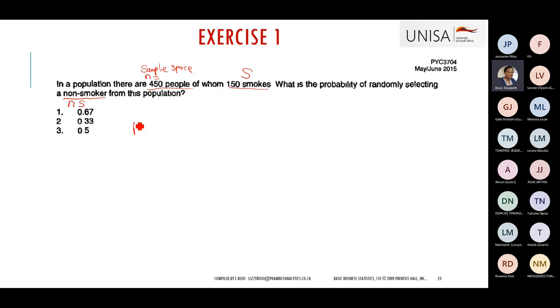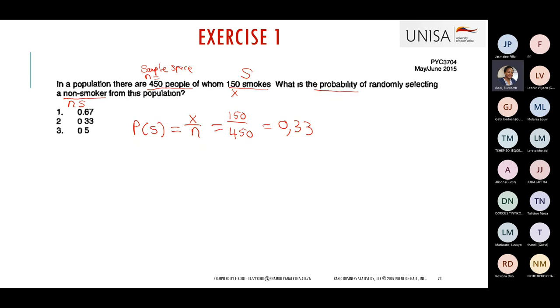Oh, easy. We can calculate the probability of a smoker, which will be our X divided by N, or the number satisfying smokes divided by N. And if this is our X, calculate and tell me what is the probability of smokers. So we're going to substitute 150 divided by 450. And what is the answer? 0.33. That is the smokers.